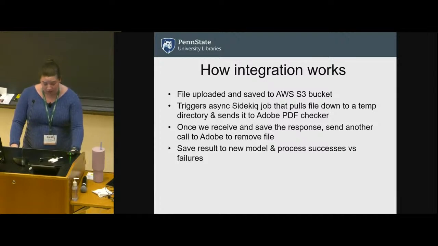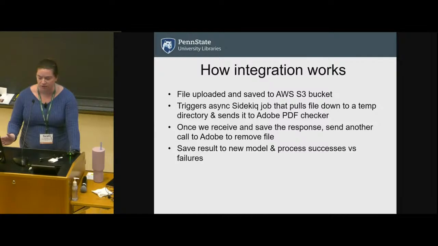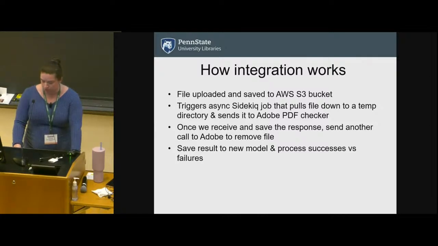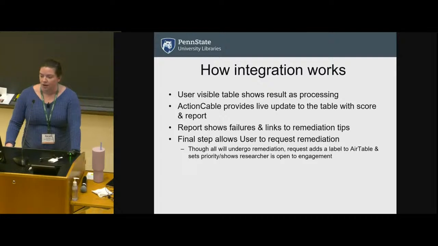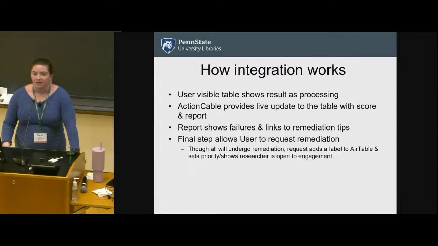And then once we have that result, it comes back as a really nicely formatted JSON, and we save that result to a new model where we can process what succeeded and what failed. On the UI side, we have that user visible table that'll show the result as processing. Again, we just really want to try to capture the user's attention, let them know something else is coming. We want them to stay on that page. We don't want them to just blow through it.